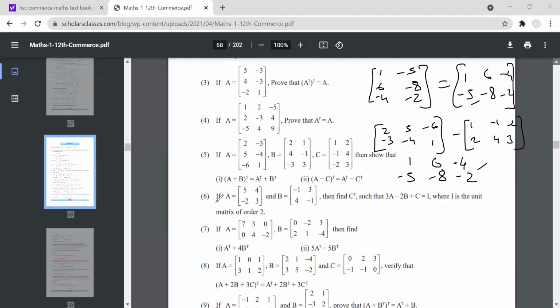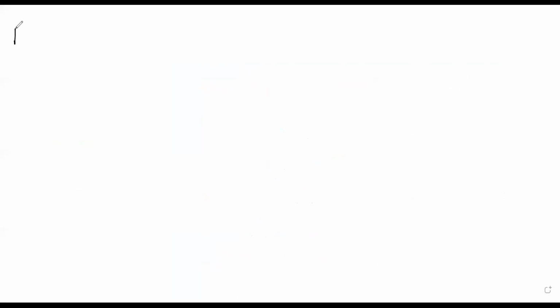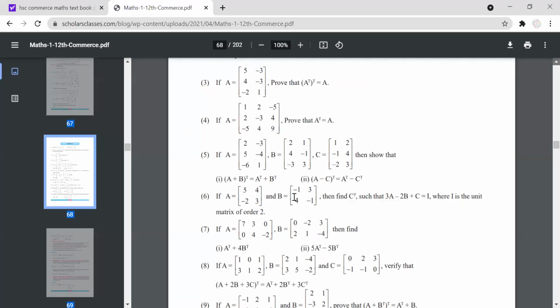If A is 5, 4 minus 2, 3 and B is this matrix, then find C transpose such that 3A minus 2B plus C is I, where I is unit matrix of order 2. So let us write down the matrices first. What is A? Minus 5, 2. 4 minus 2, 3.